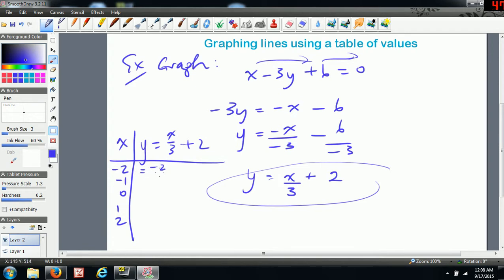So here we'll get -2 over 3 plus 2, -1/3 plus 2, 0 plus 2, 1/3 plus 2, which is 2 1/3, 2/3 plus 2, which is 2 2/3. So the y values are 1 1/3, 1 2/3, 2, 2 1/3, 2 2/3.